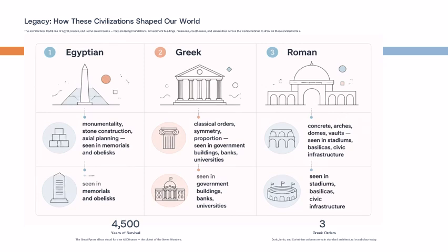Next, the Greeks contributed the classical orders, symmetry and ideal proportion, seen in government buildings, banks and universities. Then the Romans contributed concrete, arches, domes and walls, mostly seen in stadiums and civic infrastructure. So these are the contributions of the Egyptians, Greeks and Romans towards civilization.